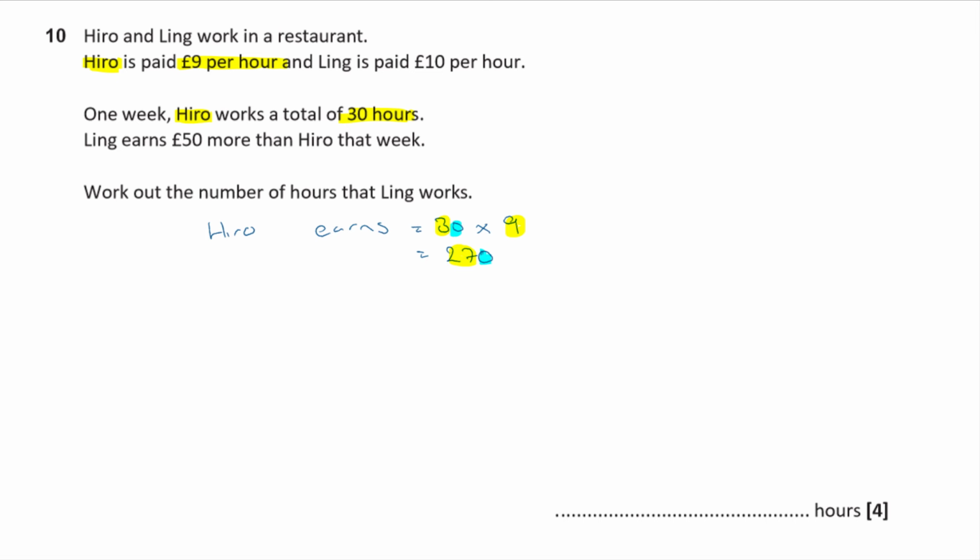So he earns £270. Now Ling earns £50 more than Hero that week. So Ling earns what Hero earned plus another 50 quid.